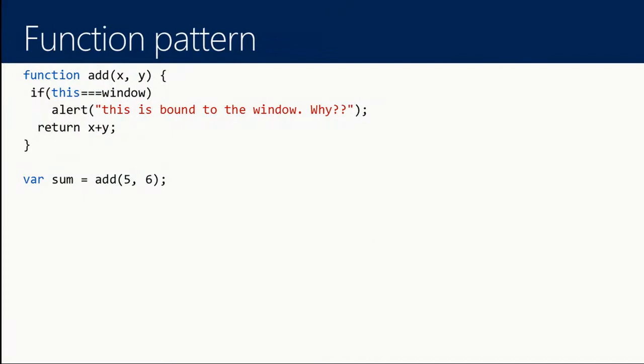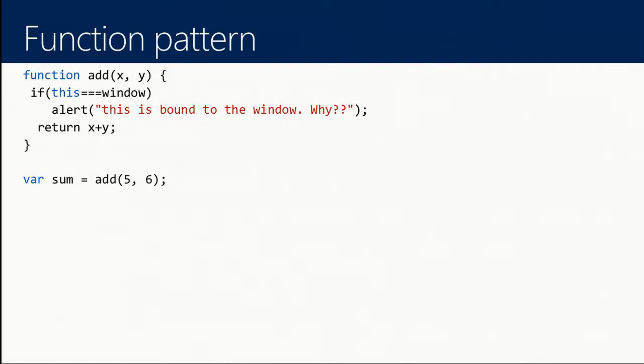So the first way to invoke a function is using what we call the function pattern. This is the most common and clearly the worst way to invoke a function. This is, again, what most people do. They simply write a function. It has arguments in it, and then they run some code against it, and they call it in a very typical way.